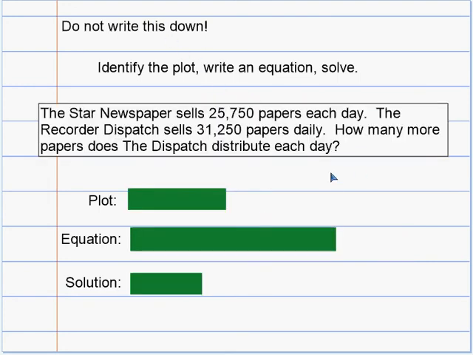Okay, last example. Again, you do not need to write this down. We're going to identify the plot, write an equation, and solve. The Star newspaper sells 25,750 papers each day. The Recorder Dispatch sells 31,250 papers daily. How many more papers does the Dispatch distribute each day?